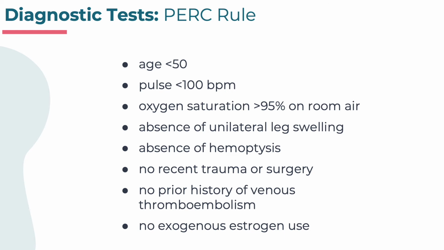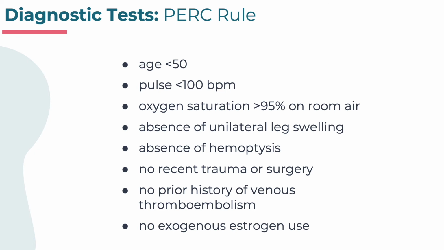The Wells score and the PERC rule may be used to rule out whether you have a pulmonary embolism. However, it's important to note that these two tests are only used if you're at a low risk. For example, if you're presenting with some of the symptoms but you're at a really young age, and it's very unlikely that you have a pulmonary embolism. So these are for low risk patients.